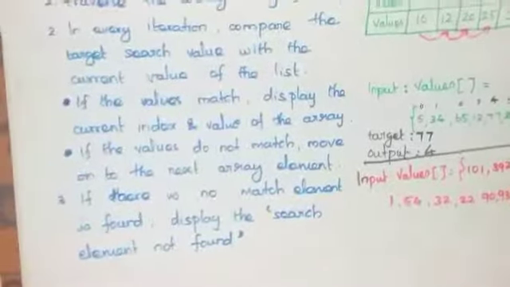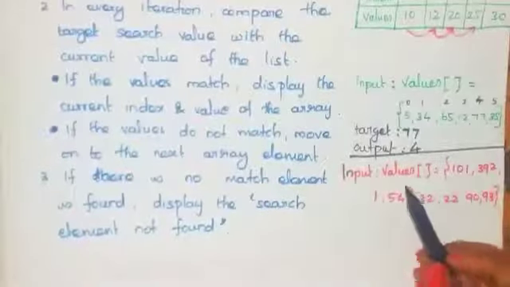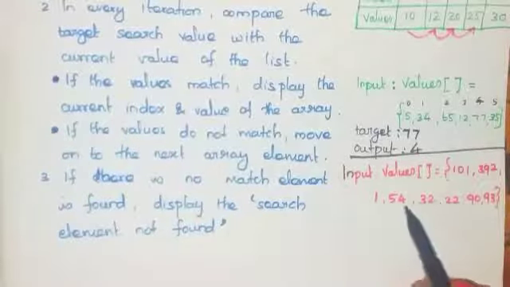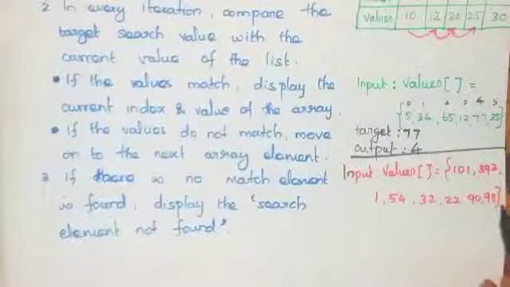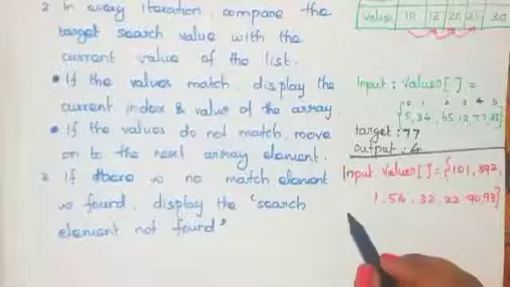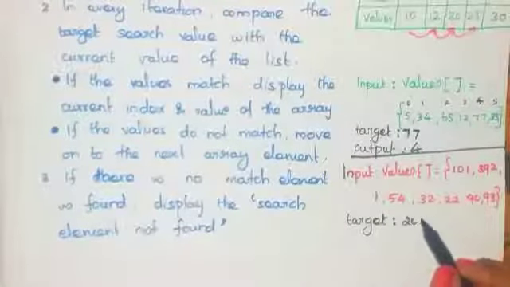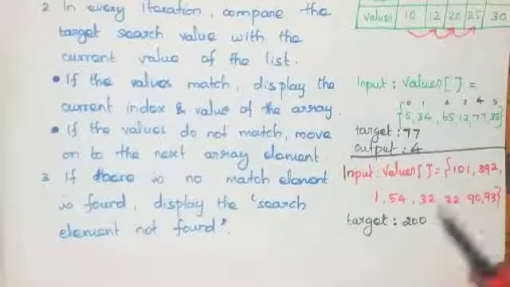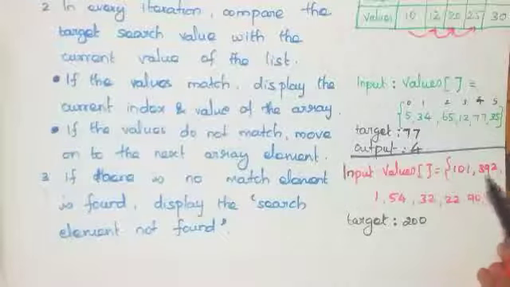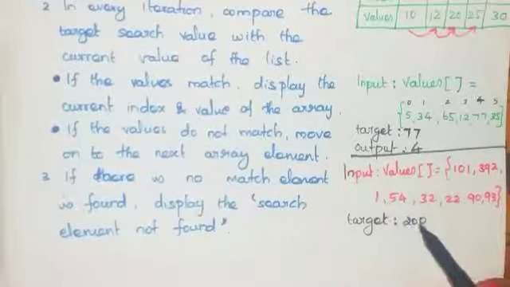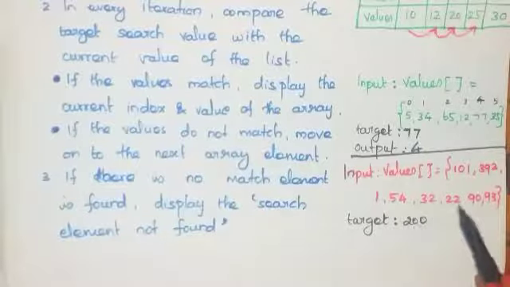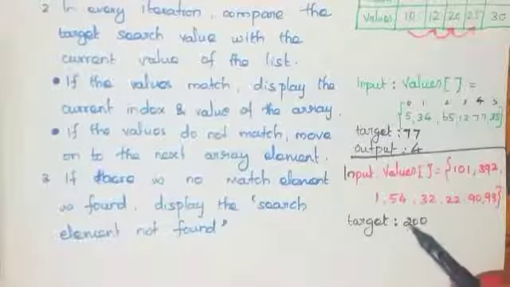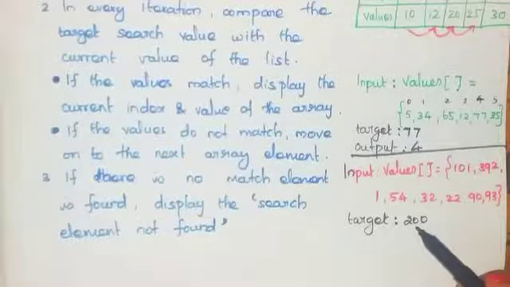This is one example. Next, another example is given. Input values are given, which means a collection of elements 101, 392, 154, 32, 22, 90, 93. Here you have to search for your target value 200. So you have to compare the search element with each element in the list one by one. 200 and 101 not same, 392 not same, 154 not same, 32 not same, 22 not same, 90 not same, 93 not same. So none of the elements matched with the search element, the key element.